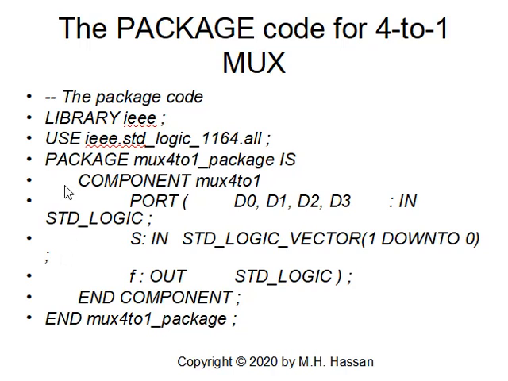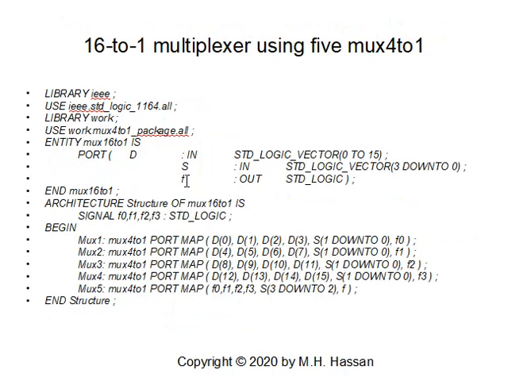So the package: code library IEEE, use IEEE standard logic 1164, package MUX41_package is component MUX41. This actually comes from the definition of the entity: D0, D1, D2, D3 in standard logic, S and F, end component, end the package. I will compile it, and I can use the entity name MUX41 anytime once it is packaged.